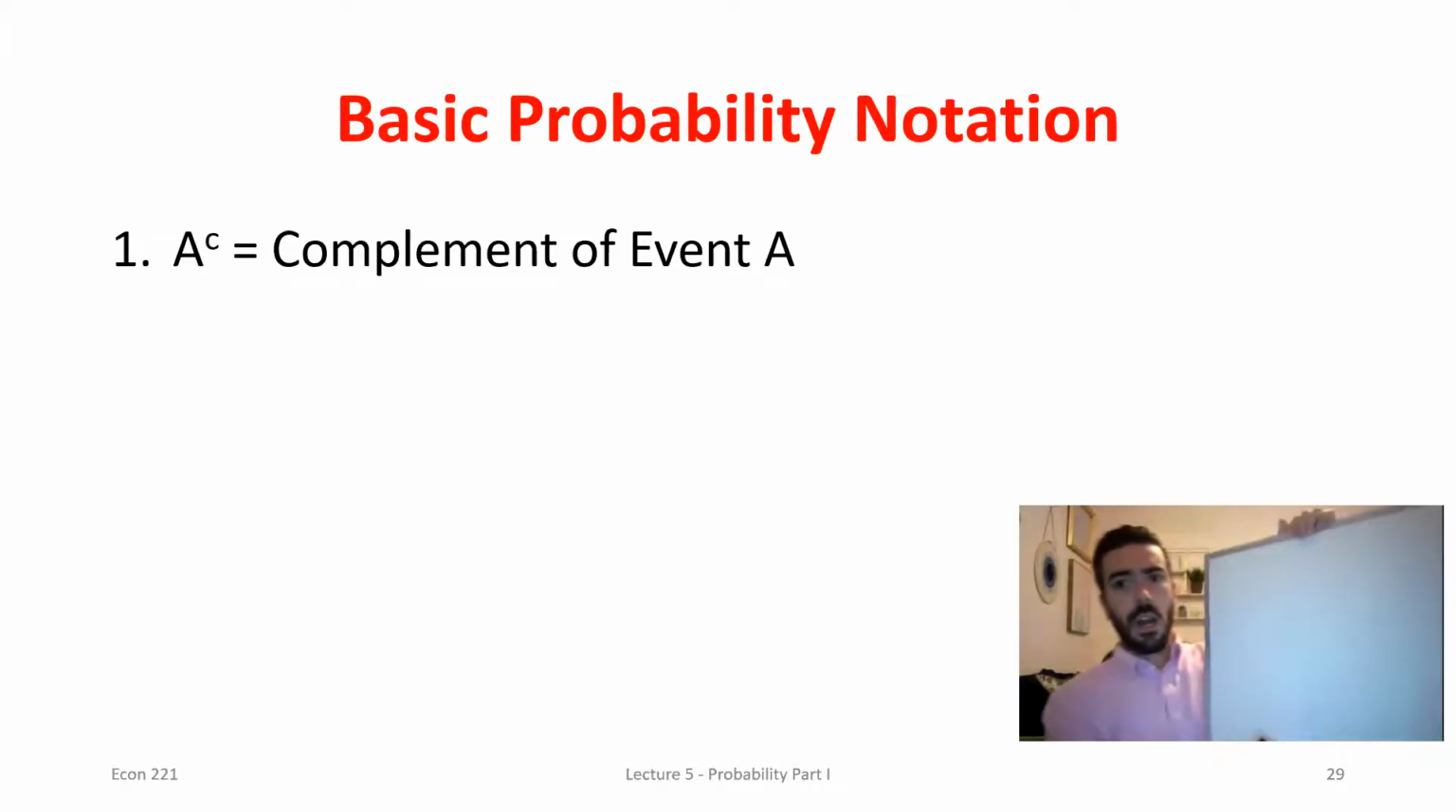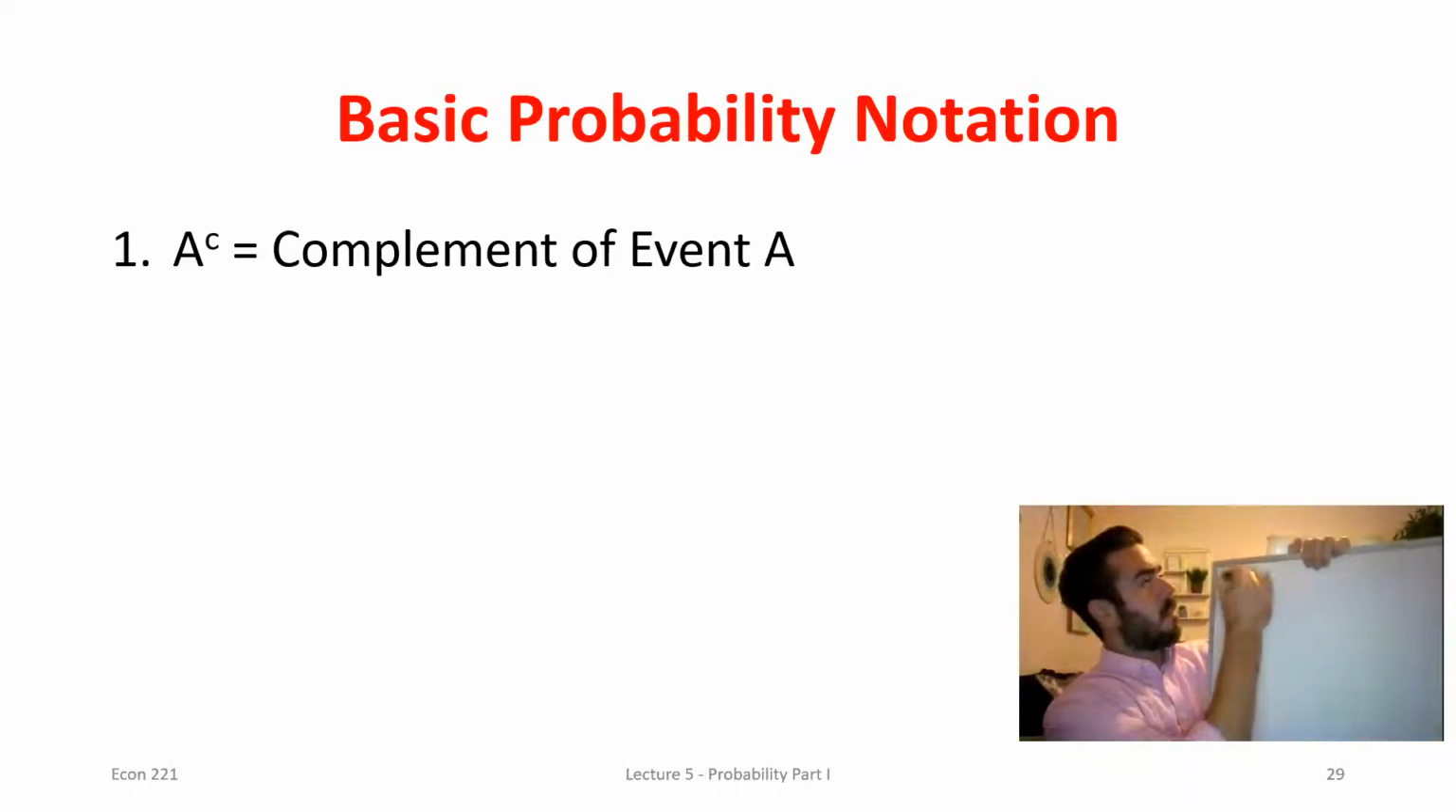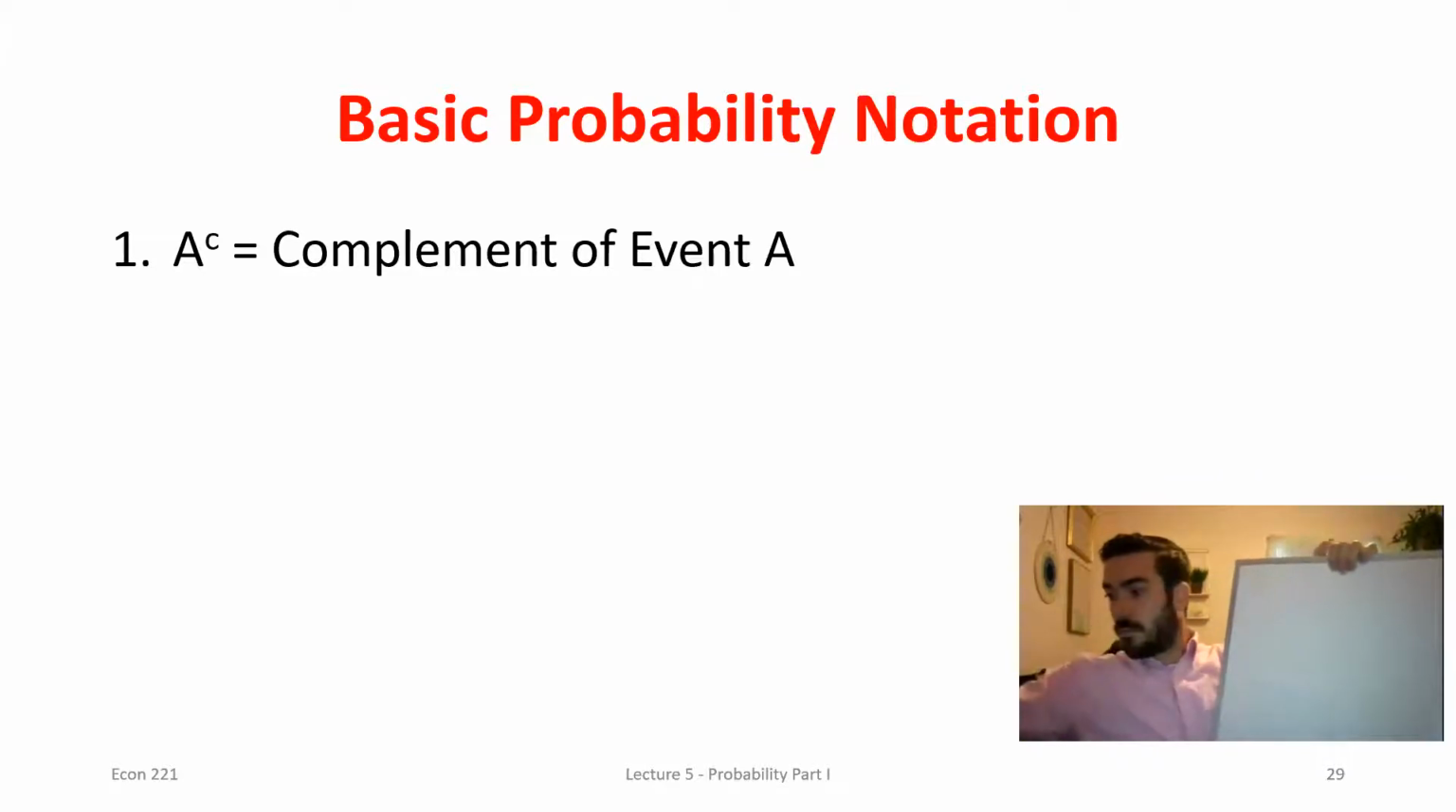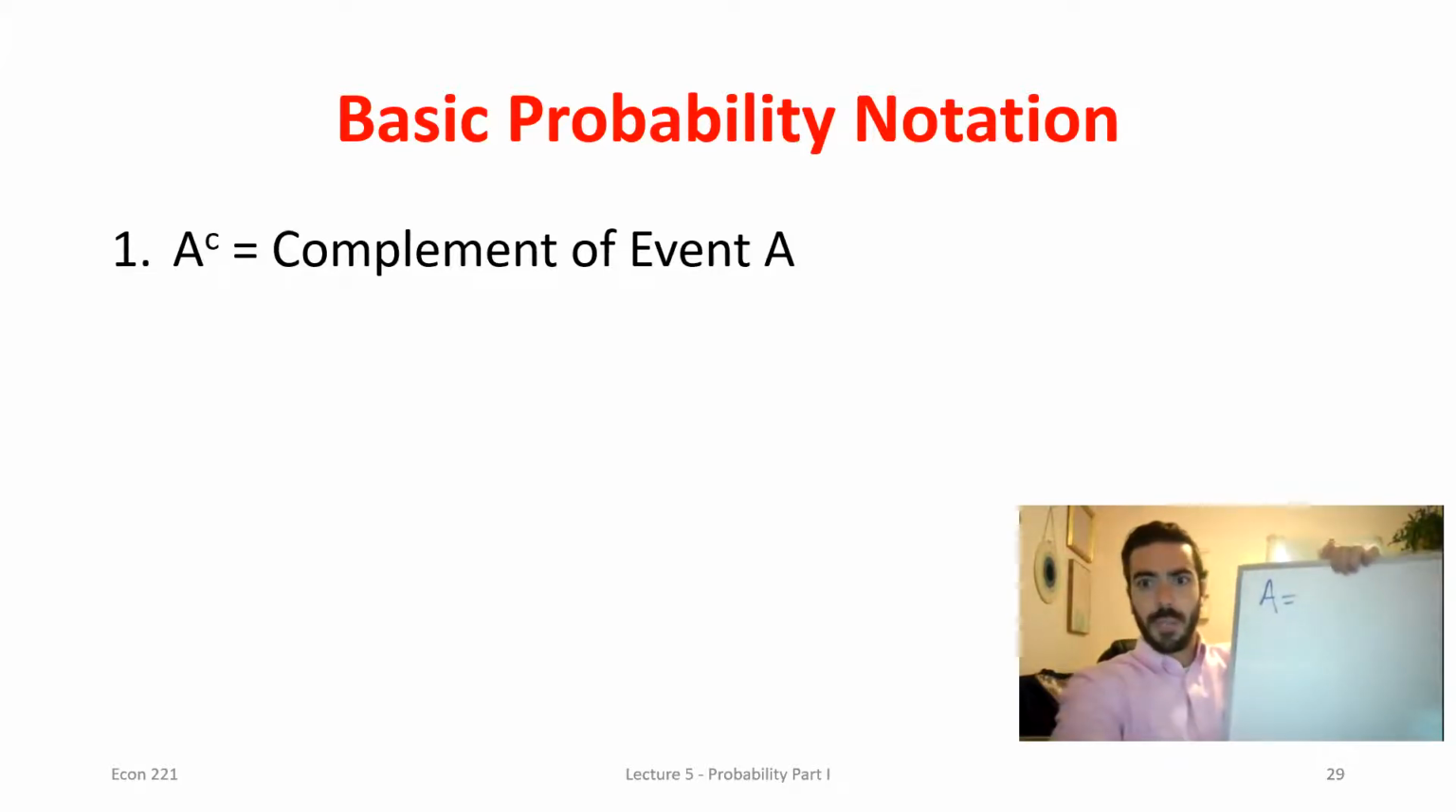So maybe my event A. I should double check if that marker works. I guess we'll go with blue here. My event A, right? And I'm not going to switch back and forth on the video here. Hopefully it's big enough you can see it down here in the corner. If you have any questions on what I'm writing, if it's not big enough, let me know.